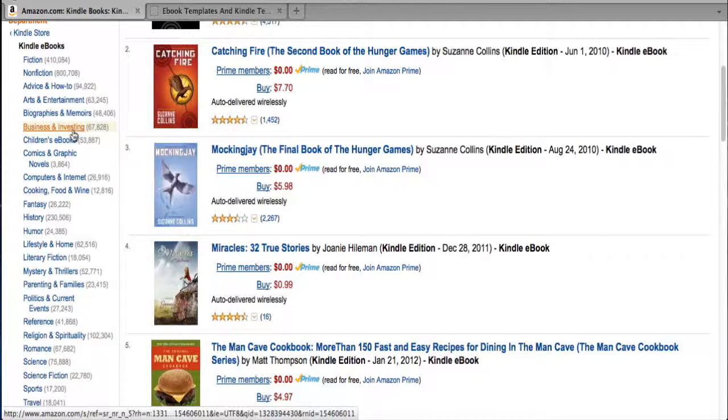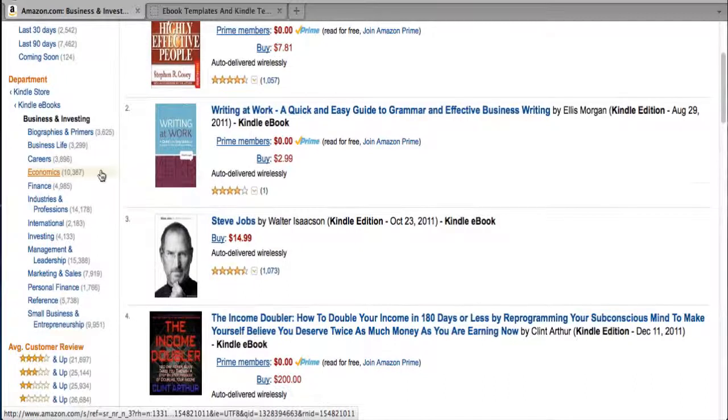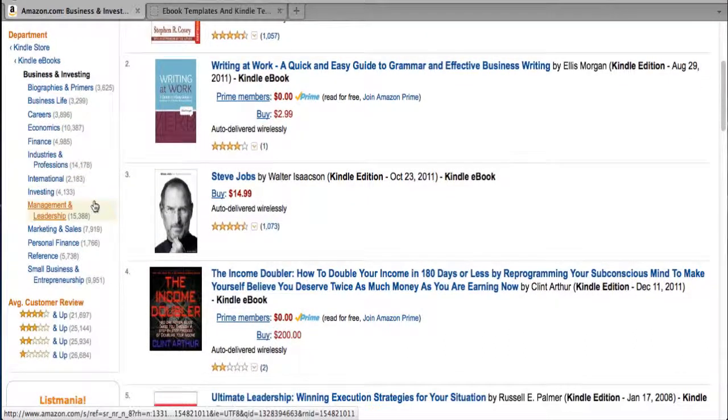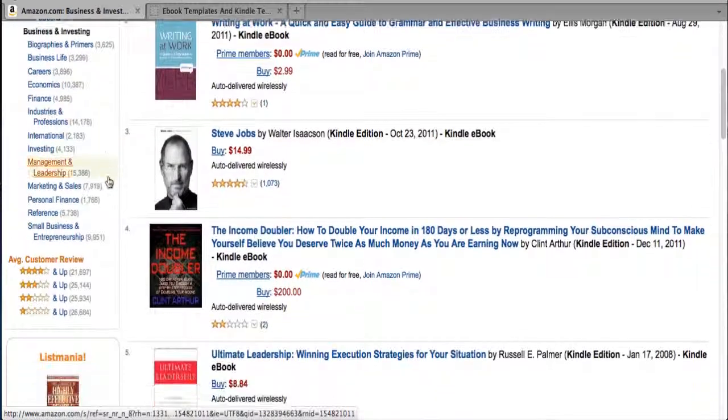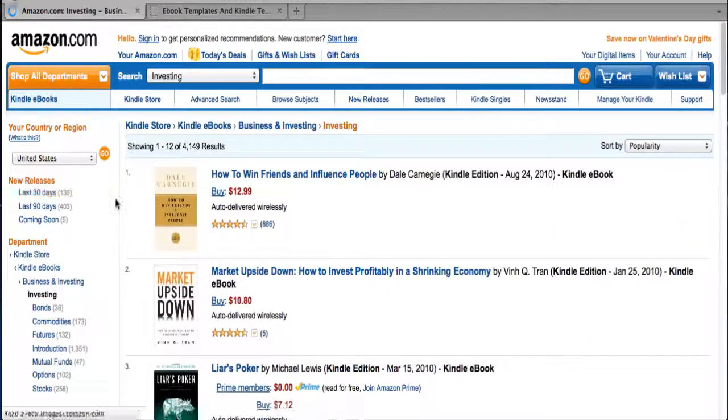Now for the second category, I would actually do the opposite strategy and dig down deep and choose one of the categories with the least amount of books. So if we click on business and investing, which has 67,000 books, then we start digging deeper and you see these subcategories have a lot less books, obviously. So investing has only 4,100 books, 4,133 to be exact. I'm going to click on that.